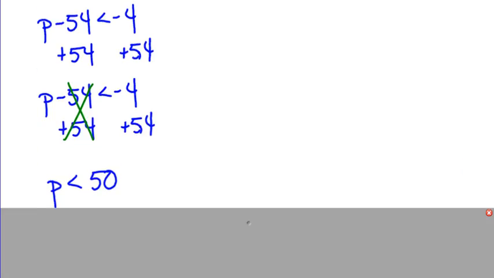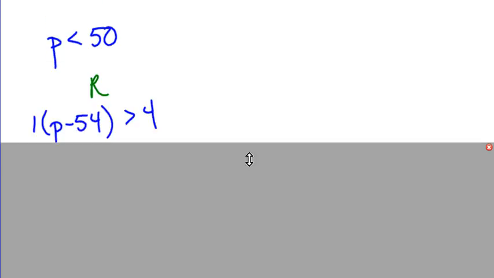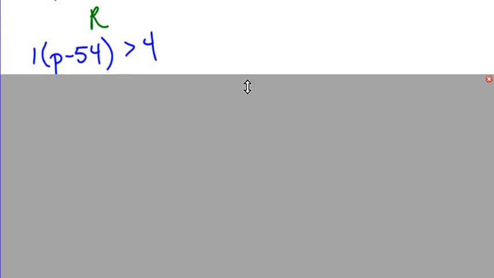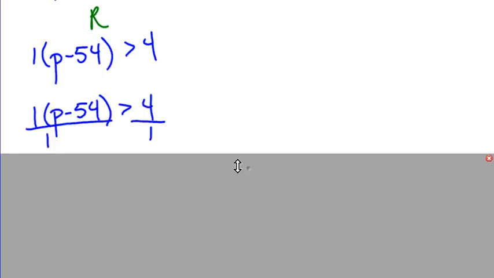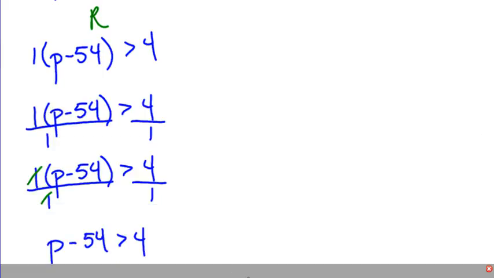Now we have to travel to the right. So in order to do that, we can denote 1 times our quantity p minus 54 is greater than 4. And we'll undo this similar to what we've done in the past. So we're going to divide each side by 1. So that means we'll have p minus 54 is greater than 4.